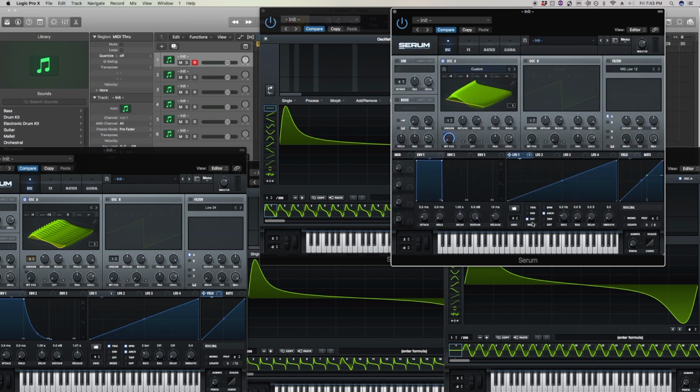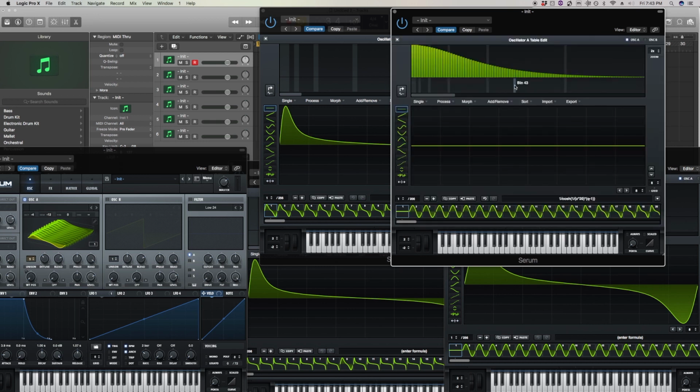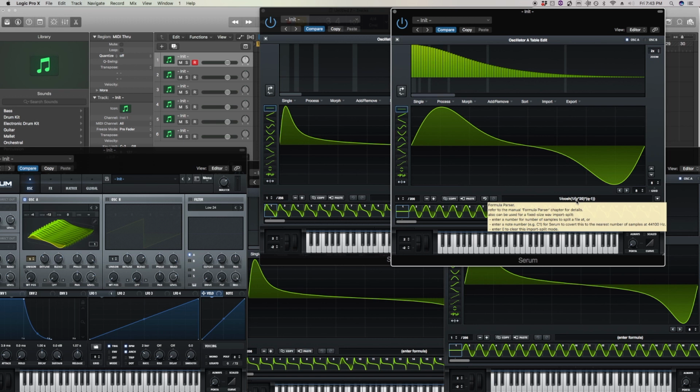So now, oops, I forgot to do the trigger. When it's off, it goes from any point. It doesn't re-trigger, but I want to trigger this so it always starts at the beginning. So that's pretty cool. So now you just made a wavetable of Z, and it goes from 1 to 20.